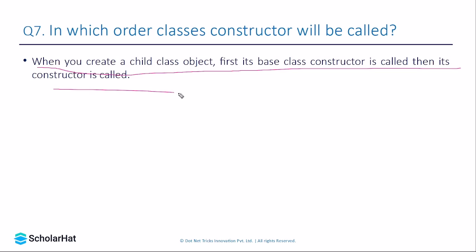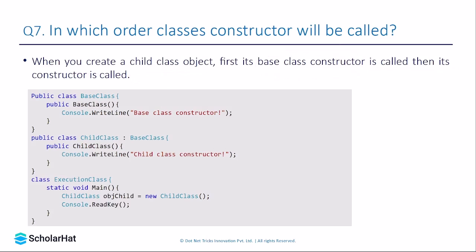Suppose we have a base class and a child class. When we create an object of the child class, first of all, the constructor of the base class will be called. There is no exception in that part. So whenever you create a child class object, the base class constructor will be executed, and then the child class constructor is called. Let's understand this with the help of a pseudocode.